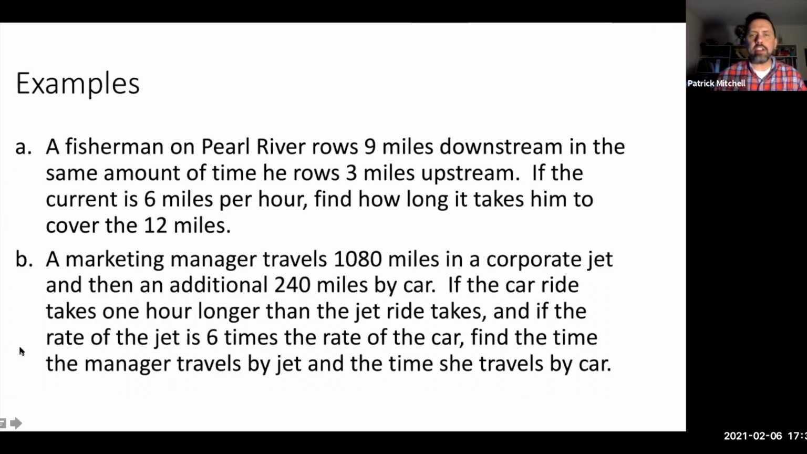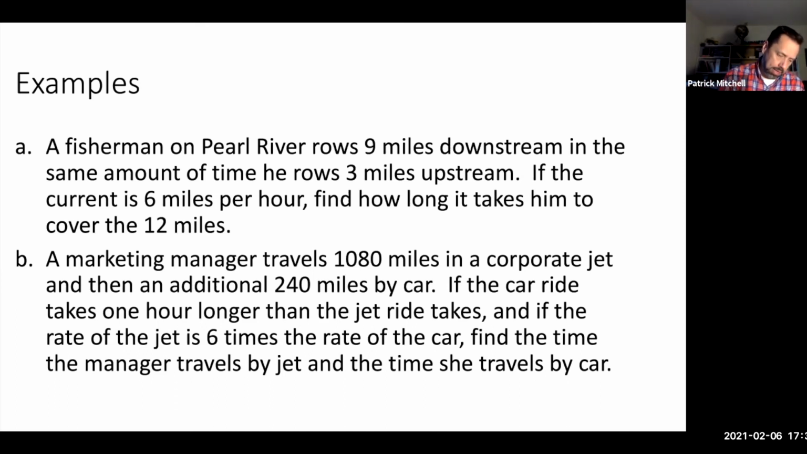Okay. A marketing manager travels 1,080 miles in a corporate jet and then an additional 240 miles by car. If the car ride takes 1 hour longer than the jet ride, and if the rate of the jet is 6 times the rate of the car, find the time the manager travels by jet and the time she travels by car. This is one of those problems that you have to read probably 6 or 8 times before you get all the information you need.